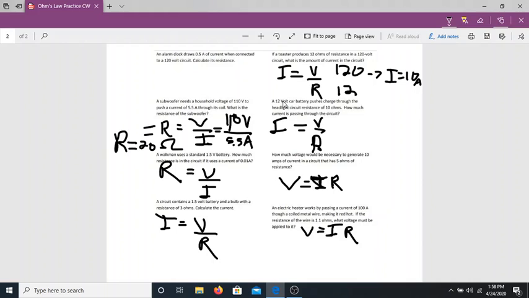Next, this car battery, 12 volts, is pushing charge through a headlight, and the circuit for that only has 10 ohms of resistance. So in this case, the voltage is 12, the resistance is 10, so the current is going to be equal to, looking at it, 1.2 amps. Nice. All right, so already looking through this, halfway through, we're doing great.